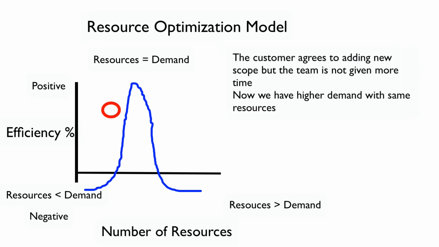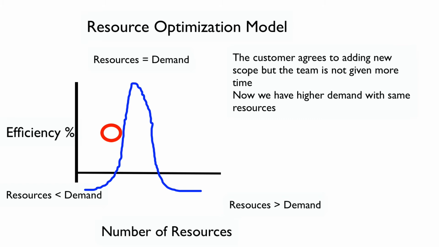The customer agrees to adding the new scope, but not any schedule relief. It just always seems to be this thinking that this is a one-time event and somehow we have baked this in as a margin in our original estimates. Does this sound familiar?